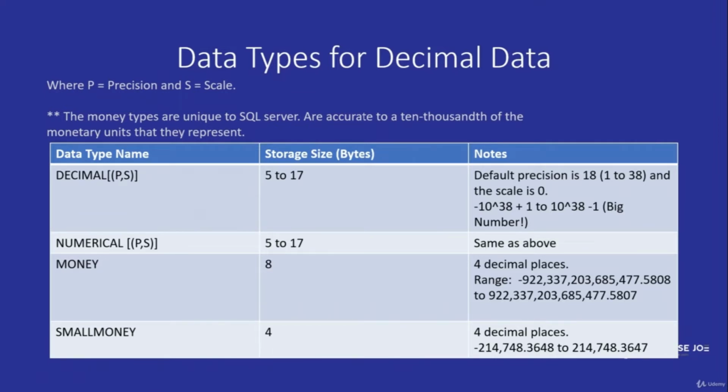When you need to store numerical data for pricing, you have the choice of the money and smallmoney data types, and they are accurate to a 10,000th of the monetary units that they represent.